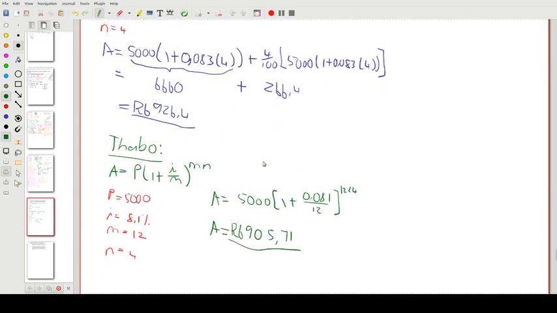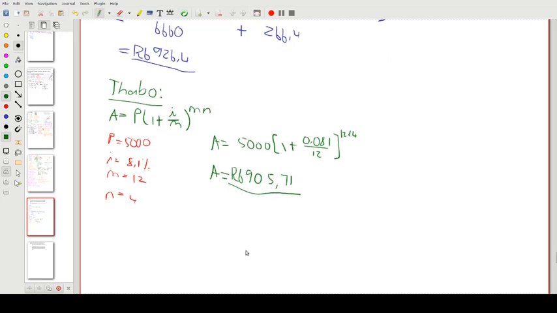So we've done both calculations, and we see that Kuda got 6926.4, and Tabo got 6905.7. So who wins in essence? Our final answer would be Kuda. Kuda has more money. He gets more value after the 4 years. And we've proven that with our calculations.